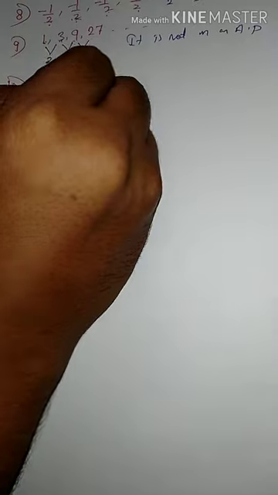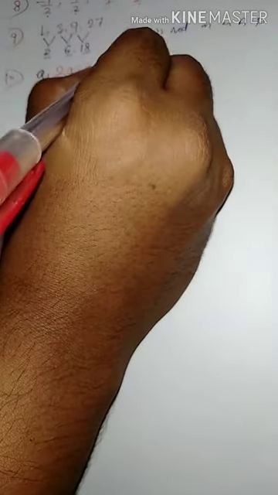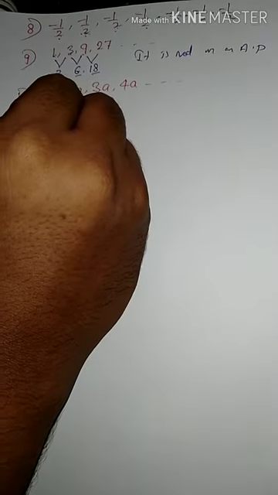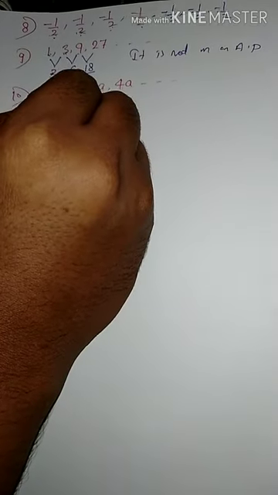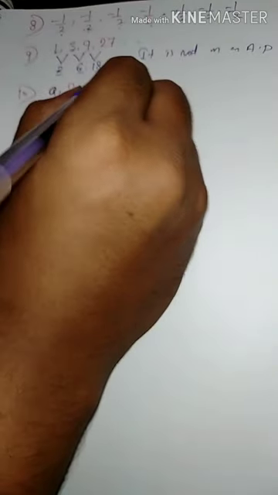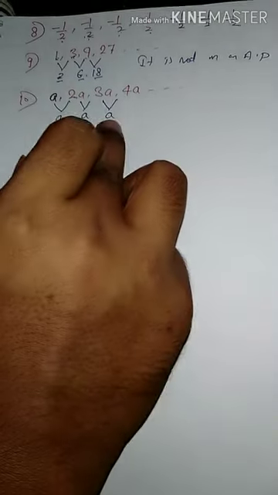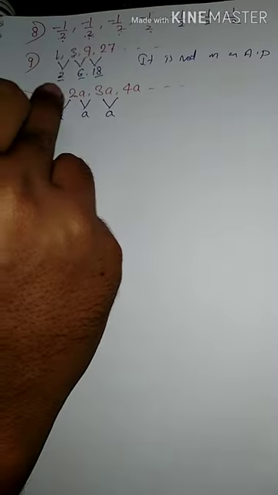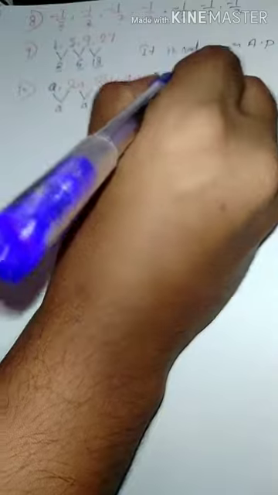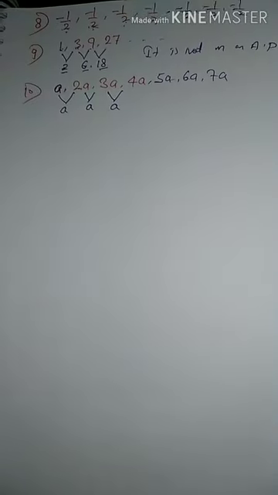The next, 10th one: A, 2A, 3A, 4A, and so on. Here, the common difference is the same. 2A minus A is A. 3A minus 2A is A. 4A minus 3A is A. So here the common difference is the same. 1A, 2A, 3A, 4A, and next 5A, 6A, 7A are the next three terms of an AP.